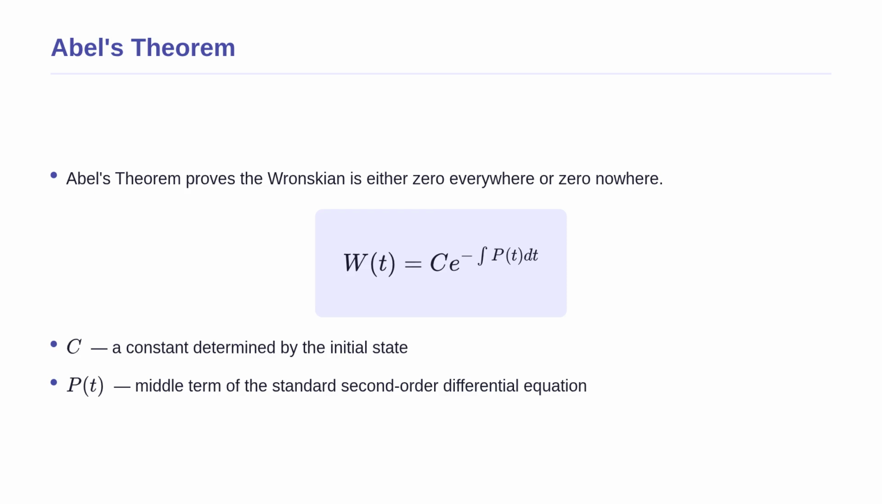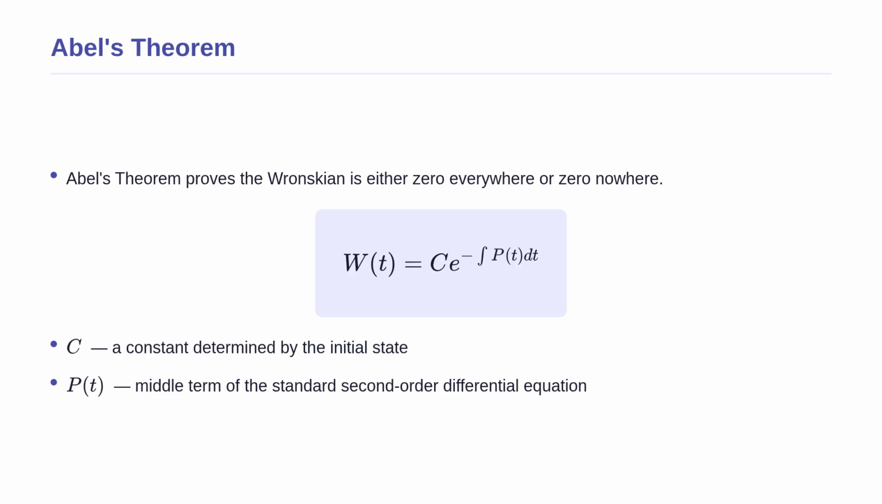Now that we have calculated the Wronskian manually, let us look at a powerful shortcut known as Abel's theorem. This remarkable formula represents the Wronskian as a function of time. The symbol c is just a constant number, determined by the initial state of the system. The symbol p of t comes directly from the middle term of the standard second-order differential equation we are trying to solve.